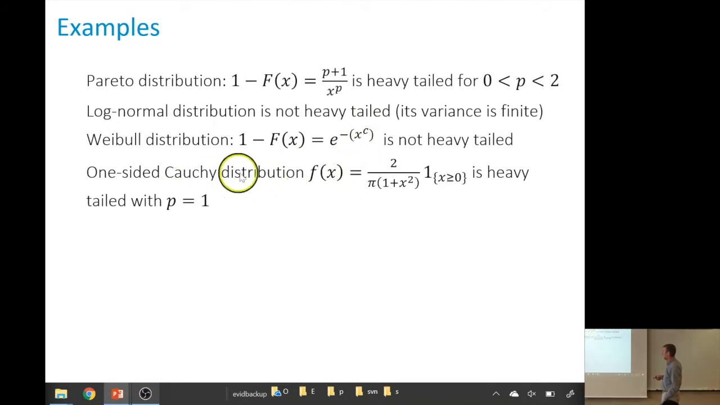Here's one distribution that's often used. It's 1 over 1 plus x squared, and the normalizing constant is 2 over pi, if we take only the positive values of x. This is heavy-tailed with p equal 1, because the density is in 1 over x squared. So the CDF will be in 1 over x, if I integrate this. And this is heavy tail, with p equal 1, which means also it has infinite mean.